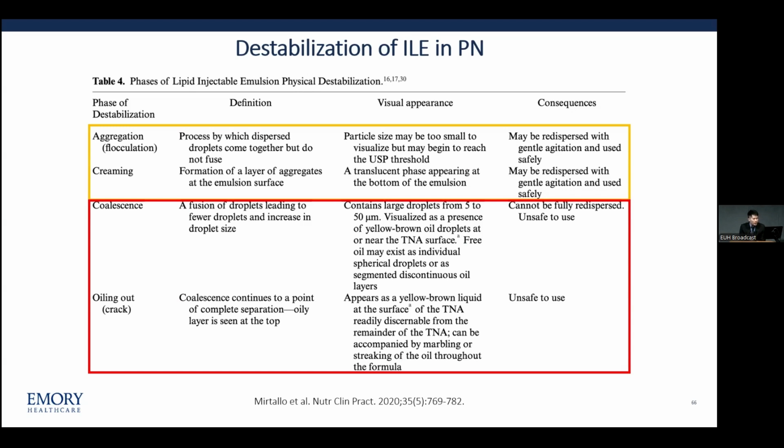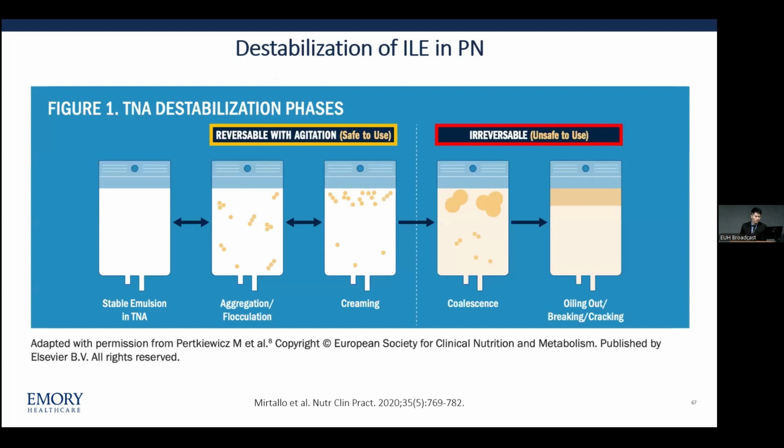The red box highlights the coalescence and oiling out phases, which render the emulsion unsafe to use and must be discarded accordingly. Coalescence is similar to aggregation, but in this phase, the droplets fuse, increasing in size from 5 to 50 micron, appearing as yellow-brown oil droplets. Oiling out is the advanced stage of coalescence, where the large droplets fuse together, forming a distinct yellow-brown liquid layer at the surface of the emulsion. For visualization, the figure illustrates the various phases of IOE destabilization previously discussed. On the left side is reversible with agitation, and on the right side is irreversible, thus must be discarded.